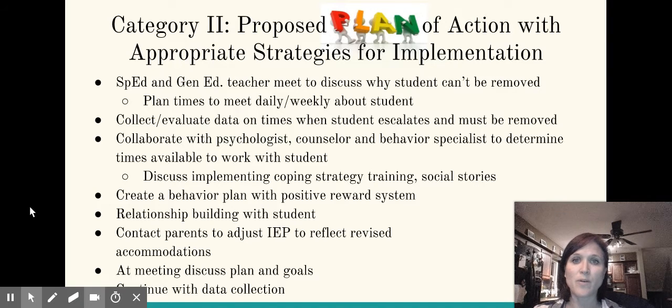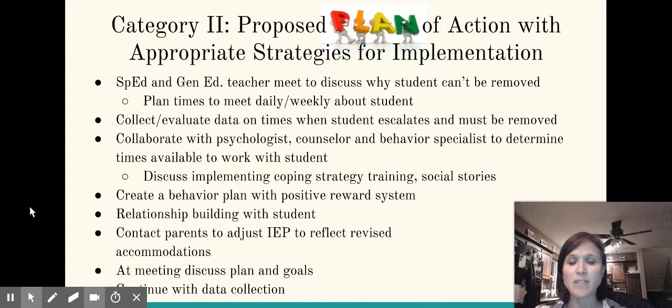Relationship building, so help the teacher build a relationship with the student so that that student can feel safe, supported within the classroom, whether it be at lunch, before school, after school. What are some times that they can do, and what are some things that they can do to build that relationship?